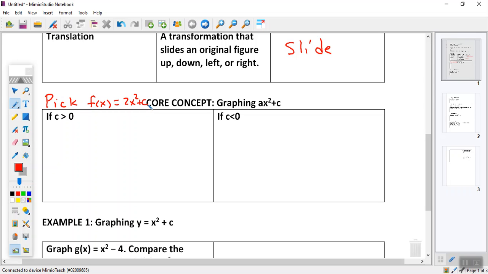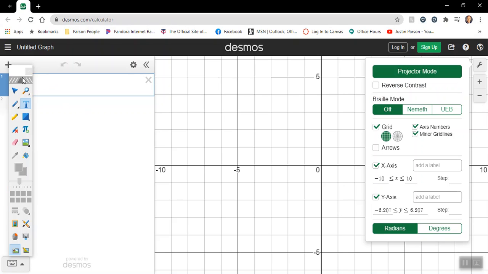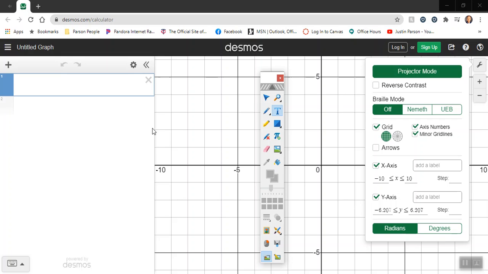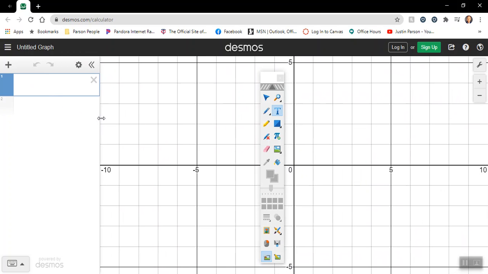First condition: if c is greater than 0, that means we've got a plus c on the end, like plus 6. You agree with that? So we're talking about this right here. Let's go into decimals and say I have the function 2x squared plus c. I'm going to type in 2x squared.